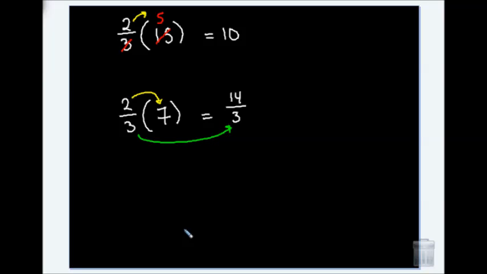So this is how you deal with fractions and whole numbers. If the whole number will divide by the denominator, do that first, and then multiply by the numerator. If it won't divide, 7 does not divide by 3, then you multiply by the numerator, and then you just keep the denominator the same. Because technically, what you're doing at this point is putting a 1 in the denominator. You're turning this 7 into a fraction by putting a 1 in the denominator. But you don't actually have to write this step out.